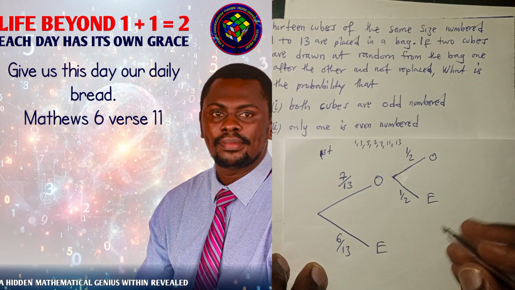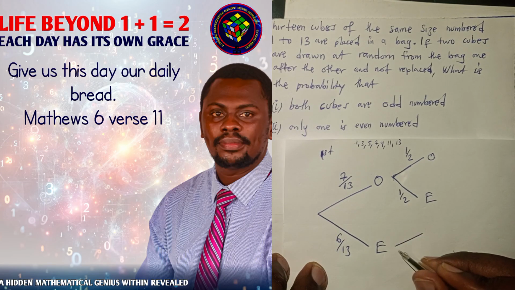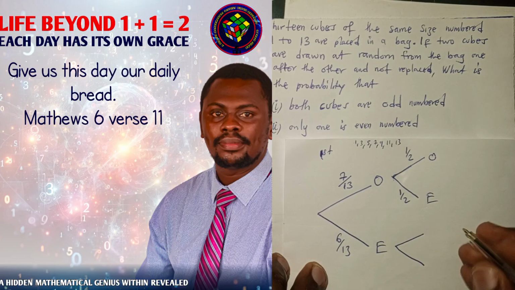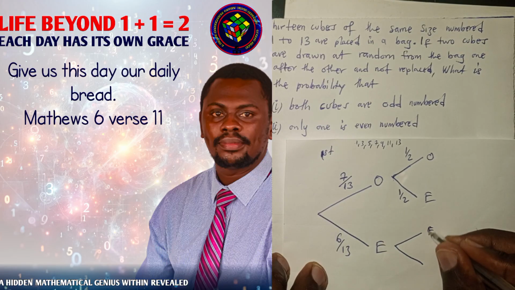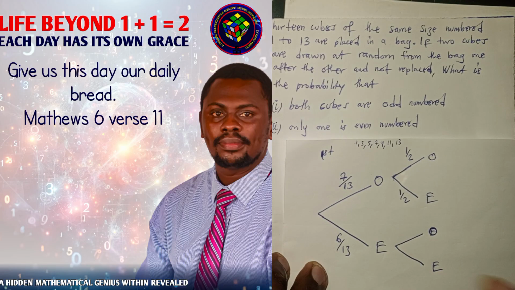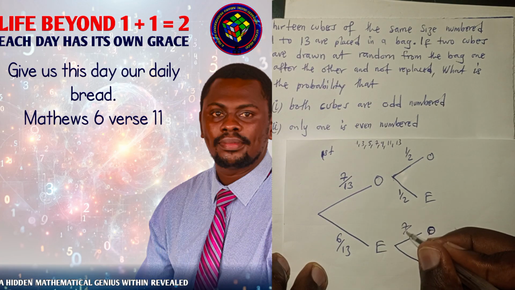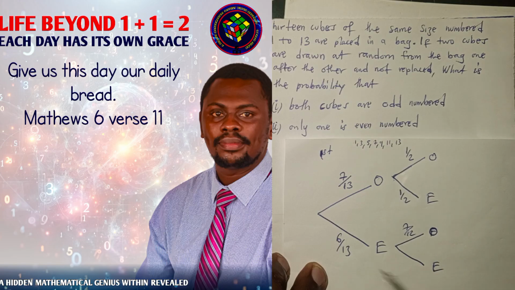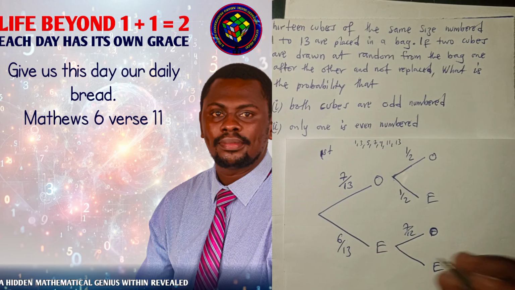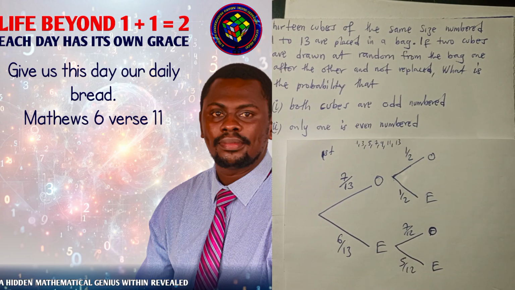Okay, then next here we assume that we picked an even number. So we have odd number and even number. So the odd number is maintained. That will be 7. So it's 7 over 12. Then even numbers will be 5, since we picked an even number in the first trial. So we are going to have 5 over 12.